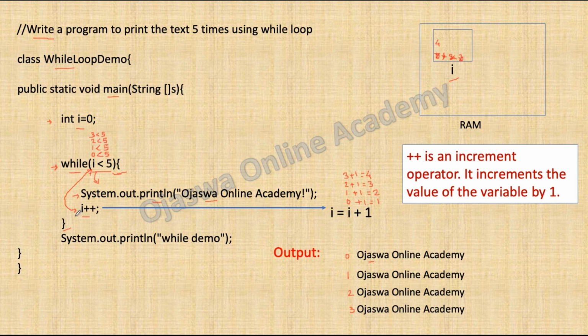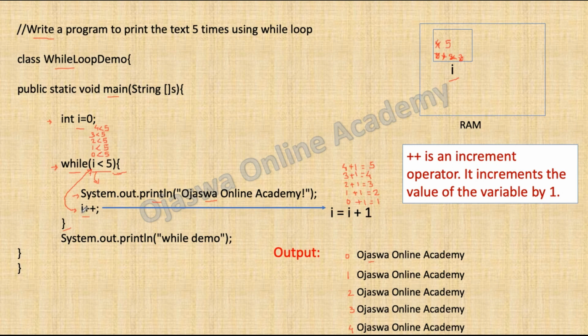After i++ is executed, control of the program goes to the condition and the condition is checked. The value of i is 4, less than 5. The condition is true. Hence control of the program comes inside the loop and the text is printed to the console. Now the text is printed for the fifth time when the value of i is 4. The next statement i++ is executed. The value of i is 4 plus 1 equals 5. Now the updated value of i is 5.